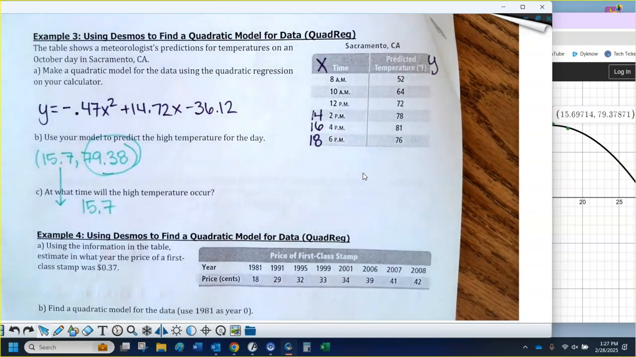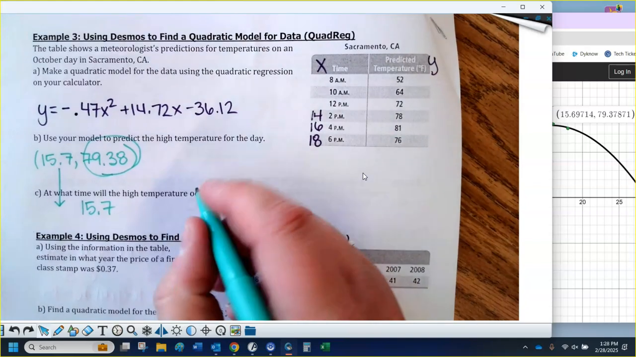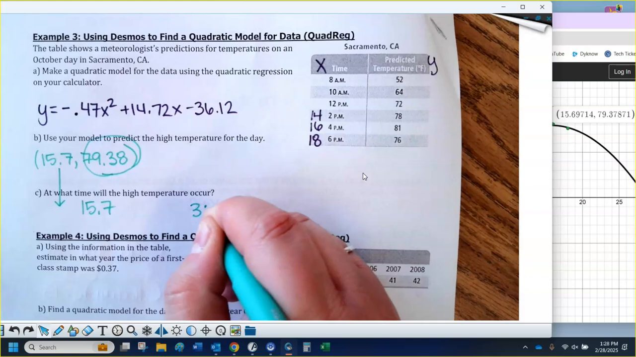Now, if I have 15.7, anybody know how you could convert that to what actual time that would be? Because that's in the military time. Does anybody know what hour that would be? What would 15 be? 3. Okay, the 15, 3 o'clock.